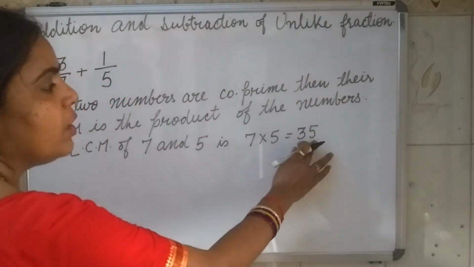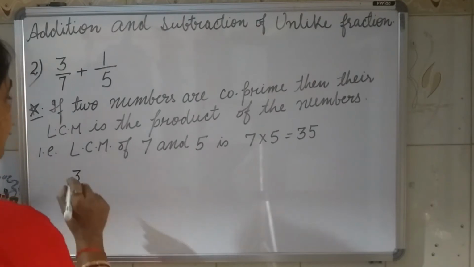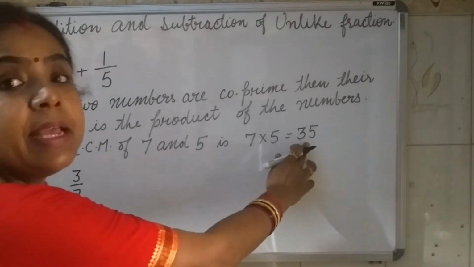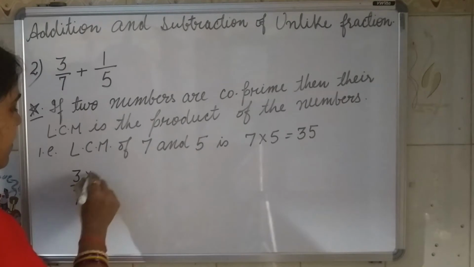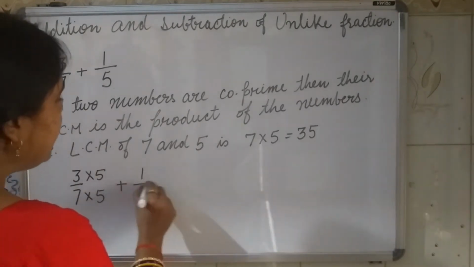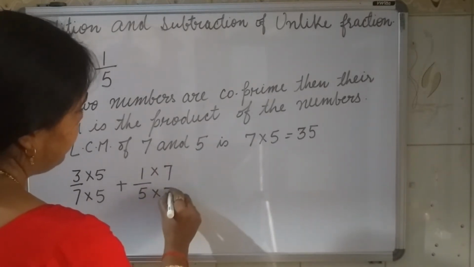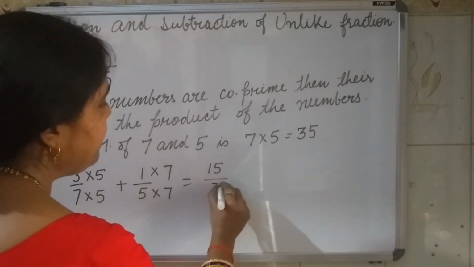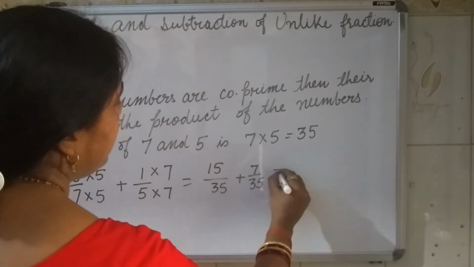Now I just got the LCM. Now I have to change this 3 upon 7 and 1 upon 5 into like fractions, and what is that? In both cases the denominator will be 35. So which number will we multiply in 7 to get 35? It is 5. Plus which number will we multiply in 5 to get 35? It is 7. So it will be 3 into 5, 15 upon 35 plus 7 upon 35. Now it is a like fraction.